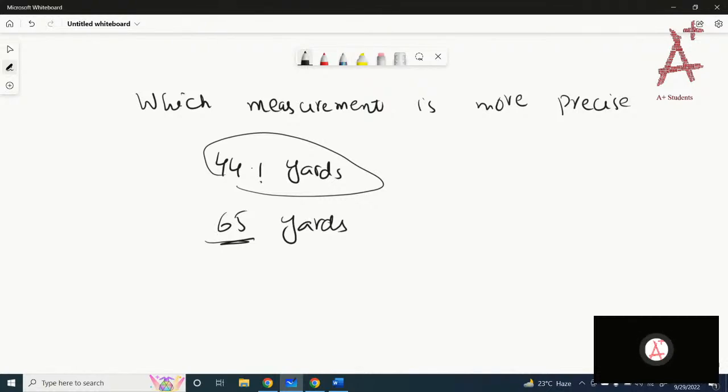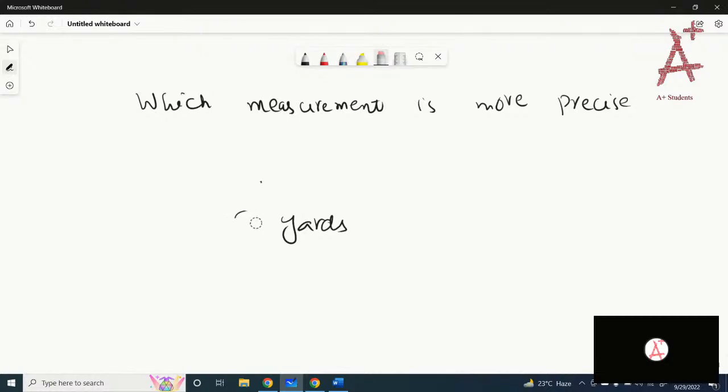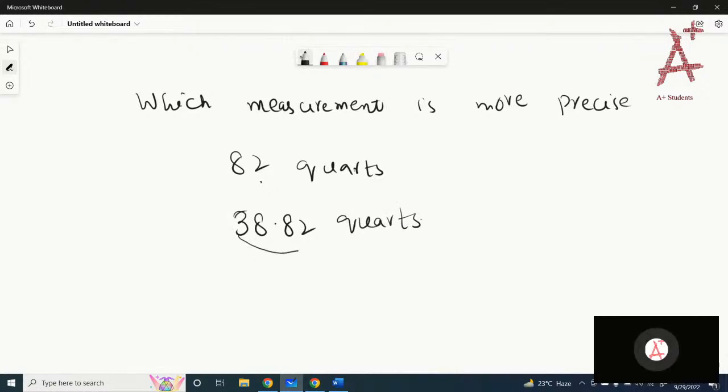Okay, the next example is which measurement is more precise, and the measurements are 38 quarts, 82 quarts, and 38.82 quarts. Which one is more precise? Yes, the one that has more decimal places is more precise. Got it?